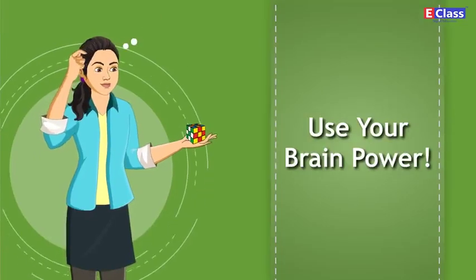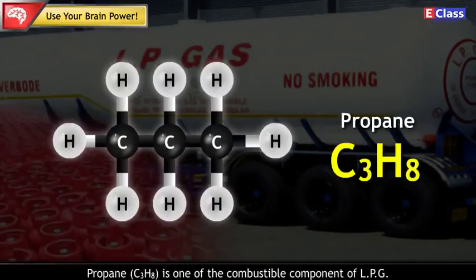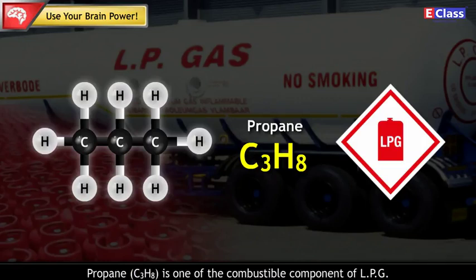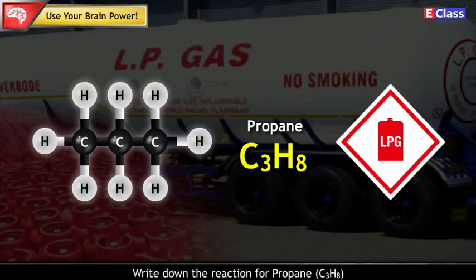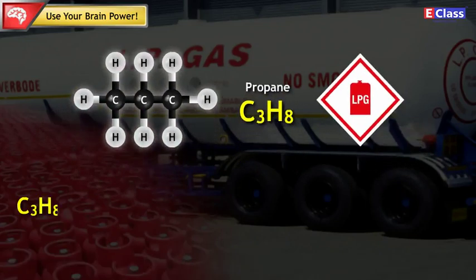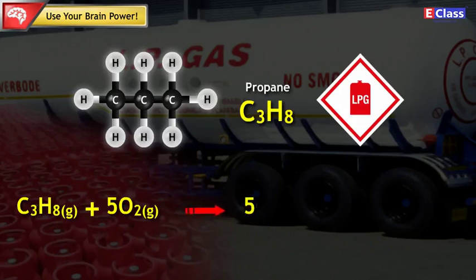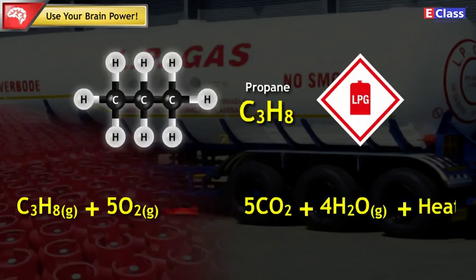Use your brain power. Propane, C3H8, is one of the combustible components of LPG. Write down the reaction of propane, C3H8. Answer. C3H8 gas plus 5O2 gas gives 3CO2 plus 4H2O gas plus heat.